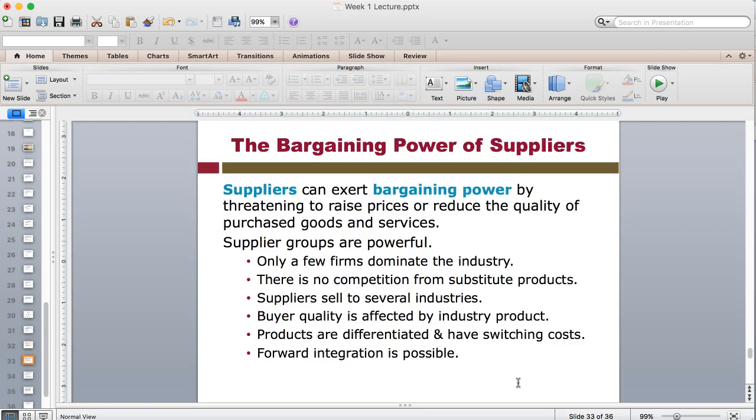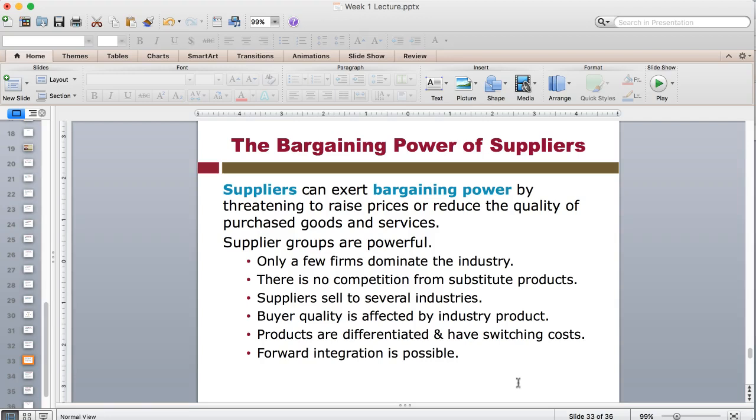Likewise, on the other side, suppliers can exert bargaining power if they have it by threatening to raise prices or controlling the quality of the products or services. Probably the best example, although it's not as effective as it used to be, was something like OPEC, which controlled oil. And again, the United States had a response, which is to develop its own oil reserves, and particularly up in North Dakota.